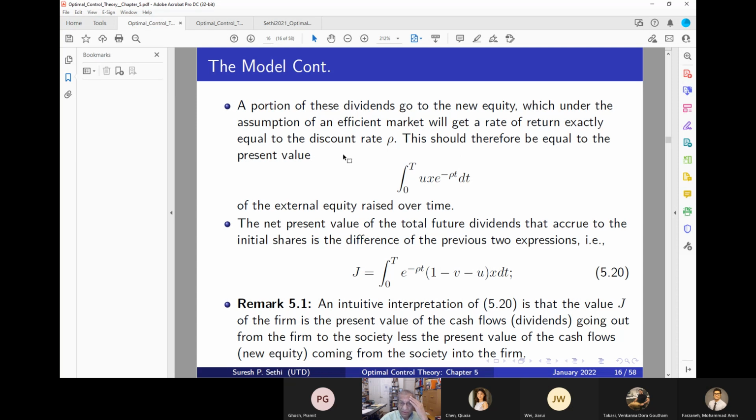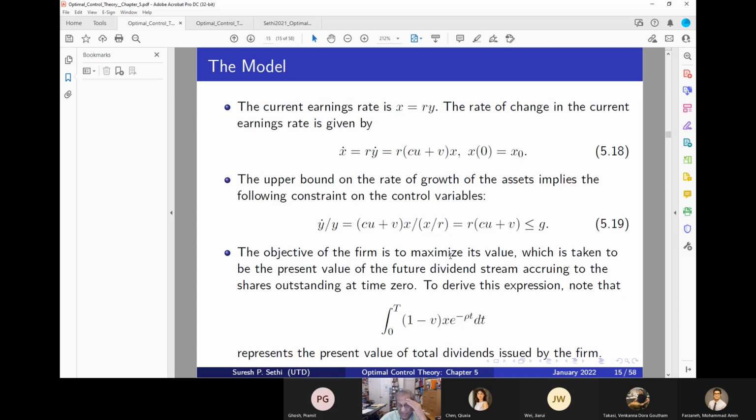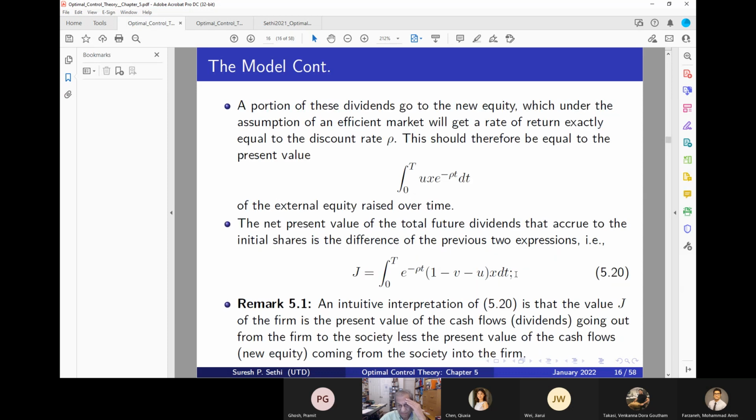So that means that the portion of the dividend that is accruing to these guys would have to be u times x e to the minus rho. u times x is the external equity. The discounted value of the external equity is this. So whatever they put in is equal to whatever they get, because their return is exactly rho. So that's what they get. So I have to subtract this quantity from this quantity to get this quantity.